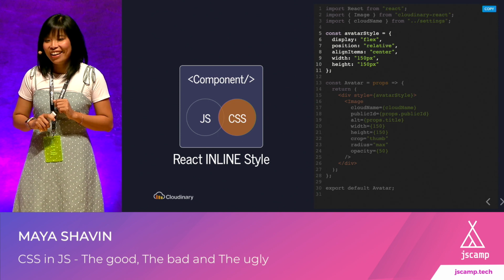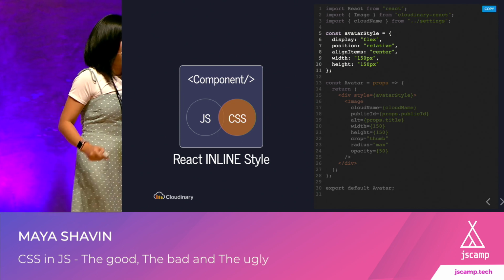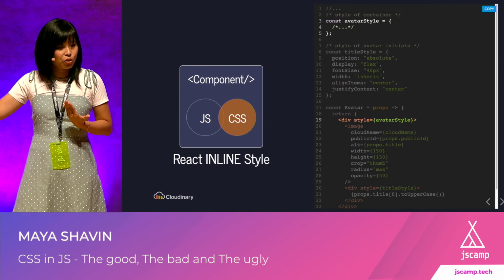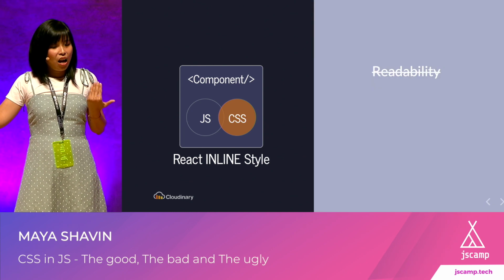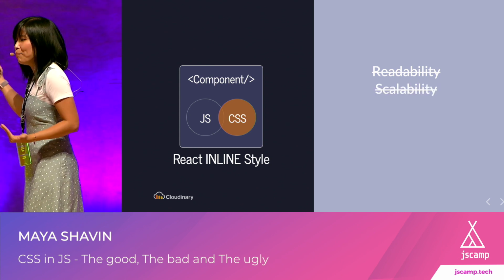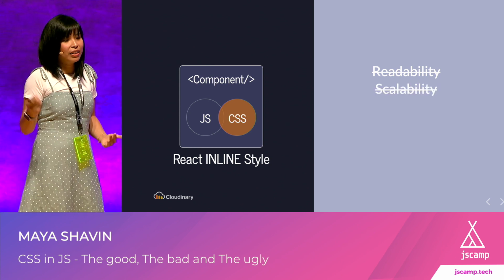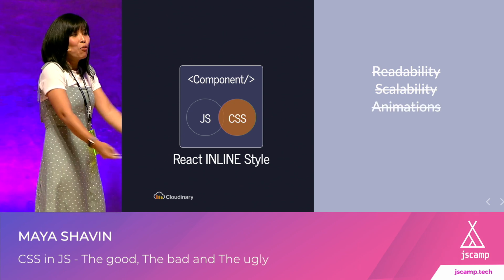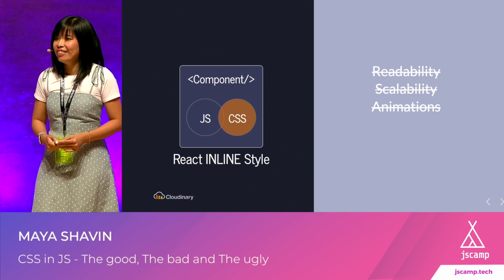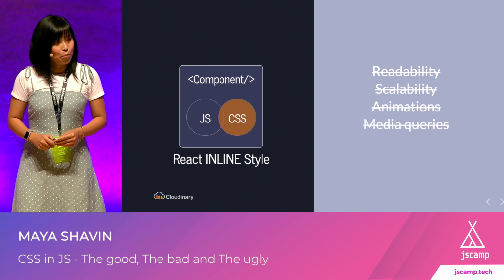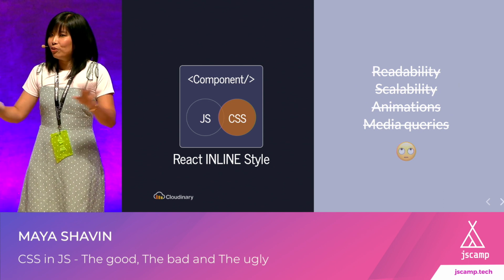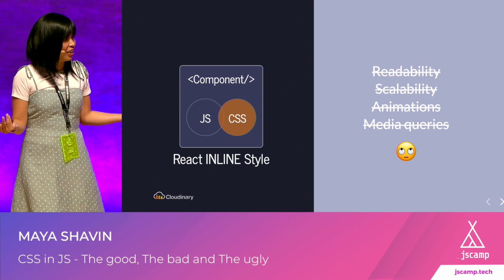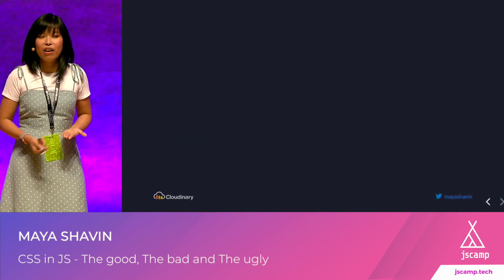It's built-in, and you can just declare the CSS as an object and attach it to the style, and it will be inline. The problem? A lot of problems: readability, animation, scalability. It cannot be scaled, it's inline. Animation, how will you write animation for inline style? You cannot. Media query, it's absolutely zero. So React inline is not really an option.